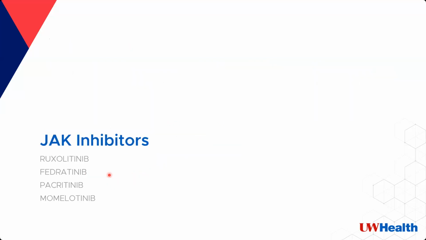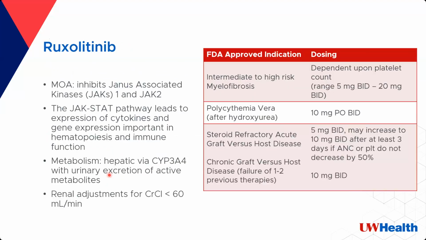So moving on to JAK inhibitors. Our agents within this class are going to be ruxolitinib, fedratinib, pacritinib, and then the newer agent, momelotinib. Starting with ruxolitinib, it was the first approved JAK inhibitor and inhibits Janus-associated kinase, both JAK1 and JAK2. The JAK-STAT pathway leads to expression of cytokines and gene expression, which are important in hematopoiesis and immune function.